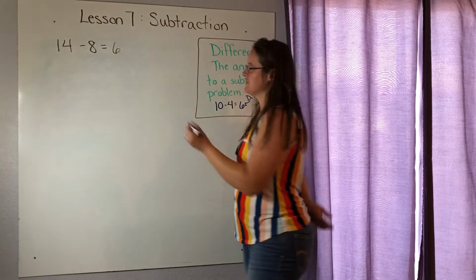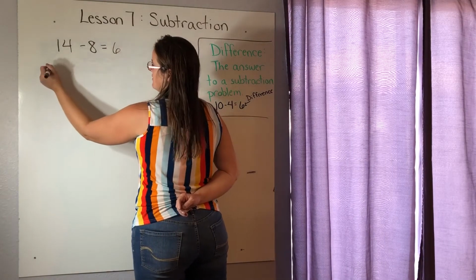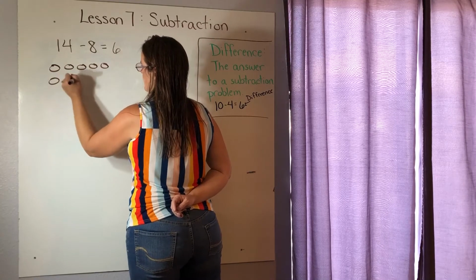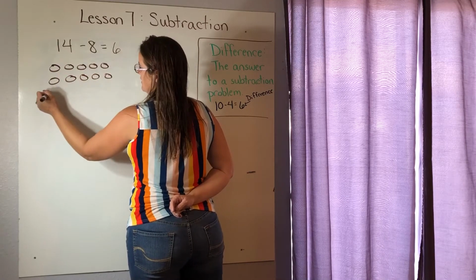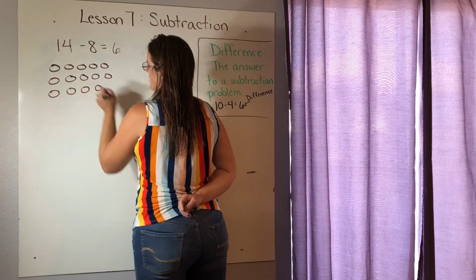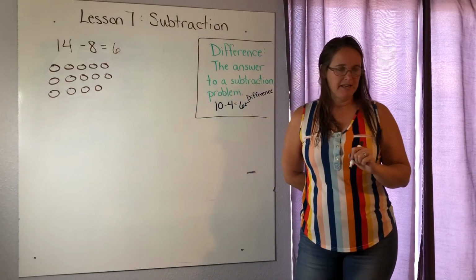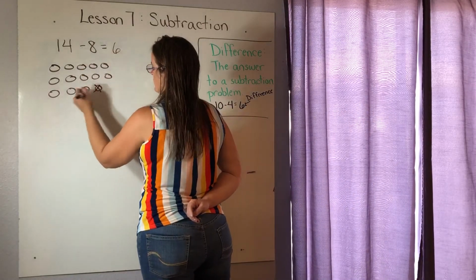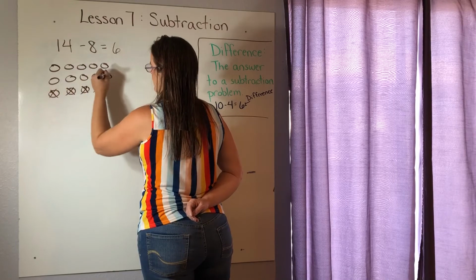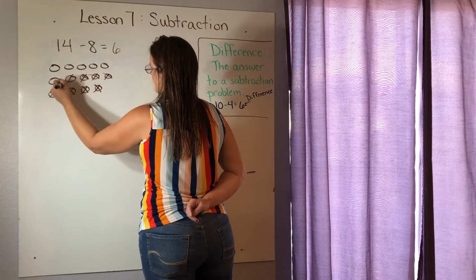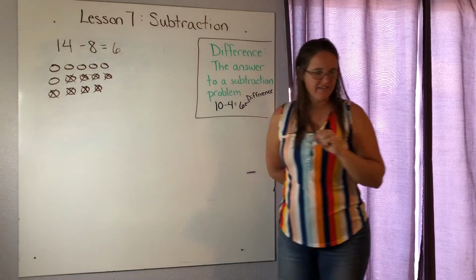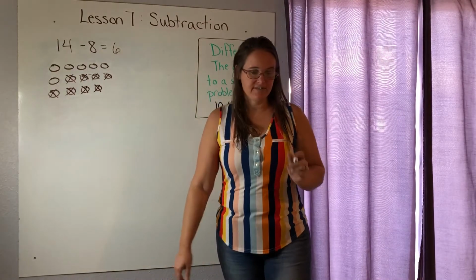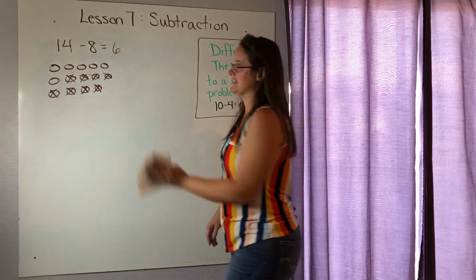So, Riker, how many circles am I going to draw to start with? 14. Okay, there's my 14 circles. How many am I going to cross out? 8. Minus 8. So 1, 2, 3, 4, 5, 6, 7, 8. And do I have 6 left? Yeah. I sure do. So this shows that 14 minus 8 equals 6.